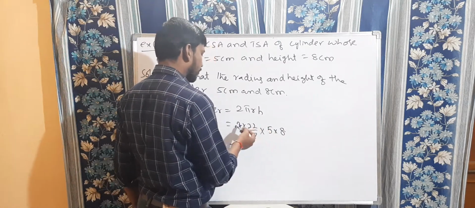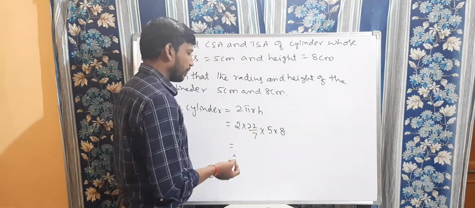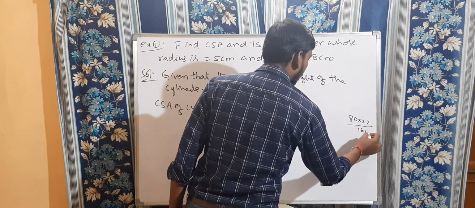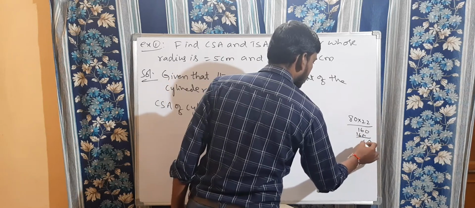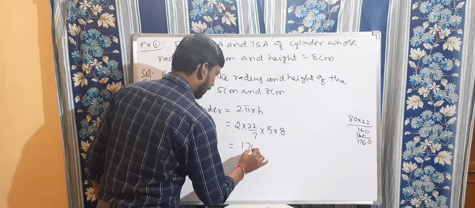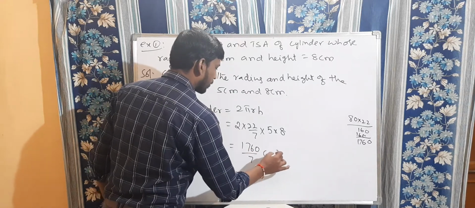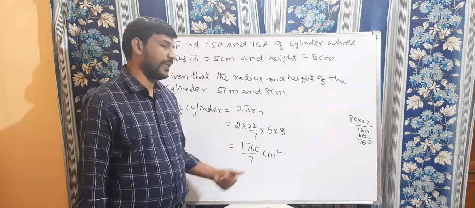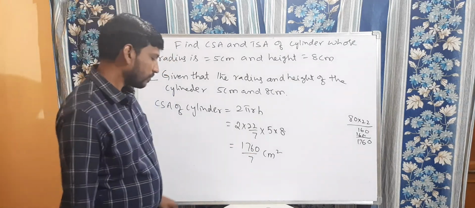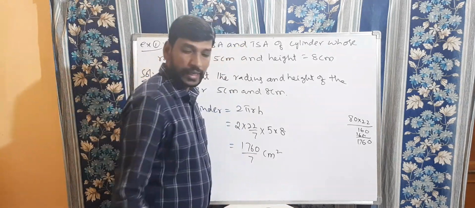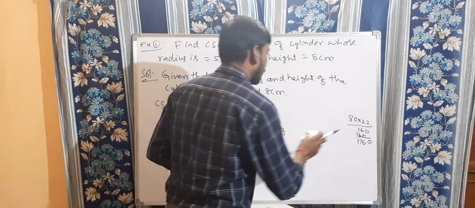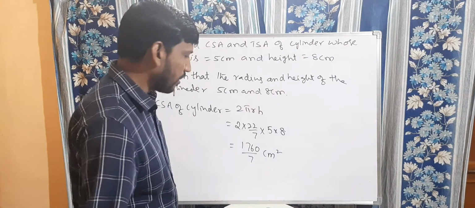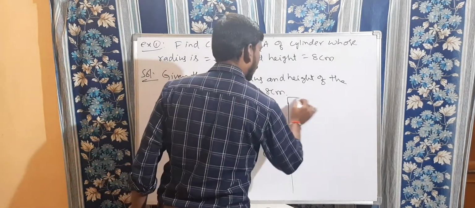8 5s are 40, 2 4s are 8, 80. 80 into 22, right? So now 80 into 22 is nothing but 1760 by 7 centimeter square. This is the CSA of cylinder. CSA of cylinder equals 1760 by 7 centimeter square. Just leave it, no problem. Right? Now we are going to find out TSA of cylinder. What is the TSA formula? 2 pi r into r plus h. Okay. Now I'm going to find it here.